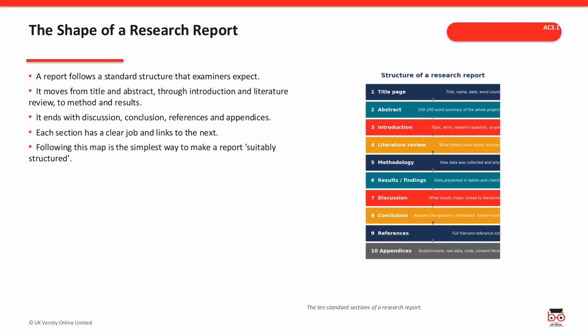A report follows a standard shape that examiners expect to see. It moves from the title and abstract, through the introduction and literature review, into the method and results, and then closes with the discussion, conclusion, references, and appendices. Each of those 10 sections has a clear job and links naturally to the next. Following this map is honestly the simplest way to make a report count as suitably structured.